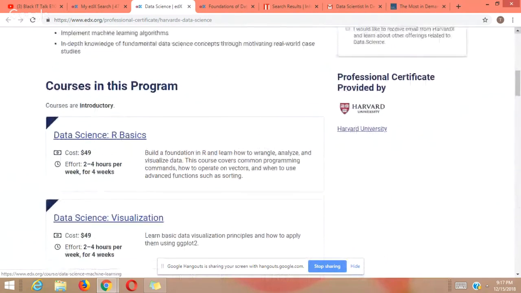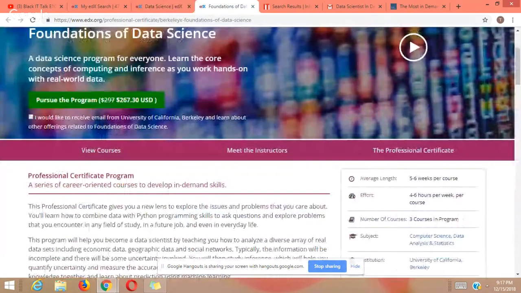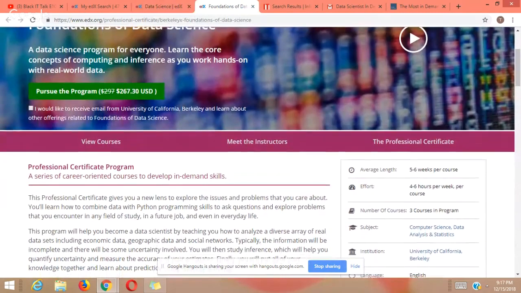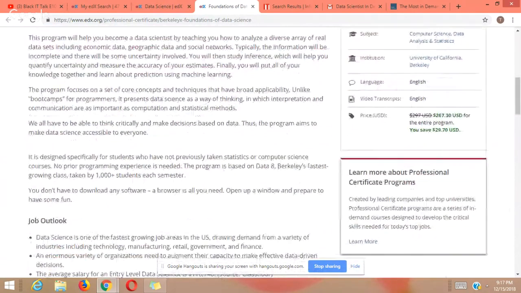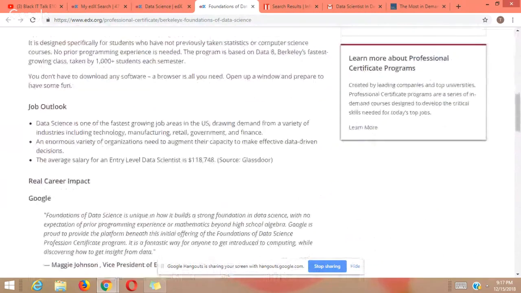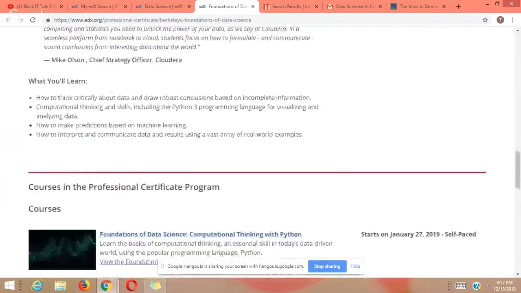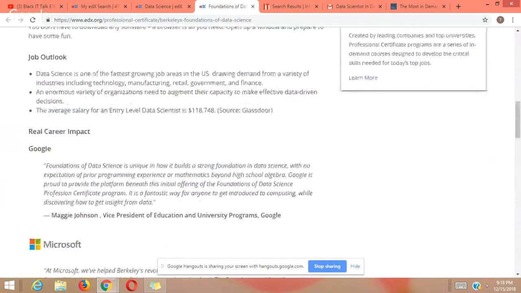Okay. And let's look at the second one. So this other one is from Berkeley. Foundations of Data Science, a data science program for everyone. Learn the core concepts of computing and inference as you work hands-on with real-world data. How much is this? 267 bucks, 30 cents. And then you have three courses: Foundations of Data Science, Computational Thinking with Python; Foundations of Data Science, Inferential Thinking by Resampling; and Foundations of Data Science, Prediction and Machine Learning. So similar to what Harvard was offering, but kind of more compressed.